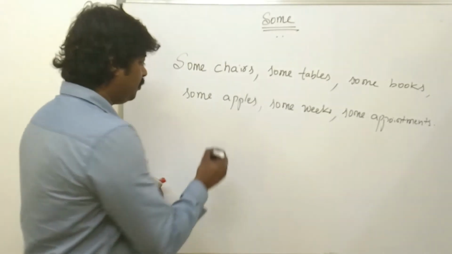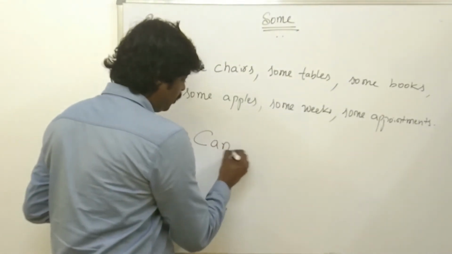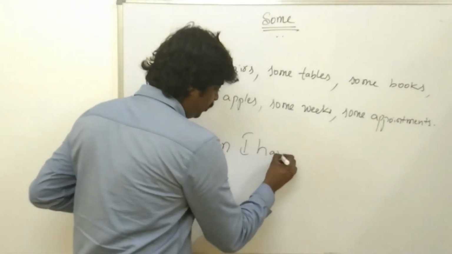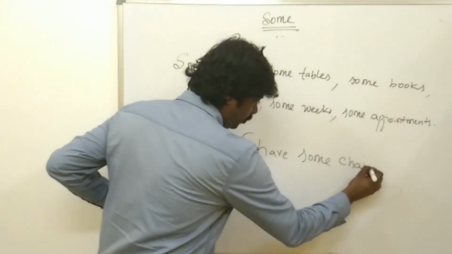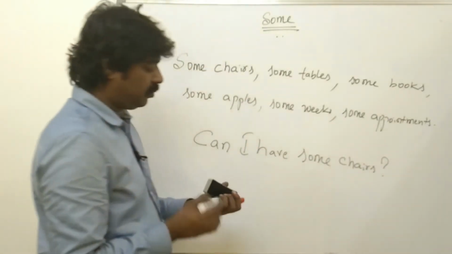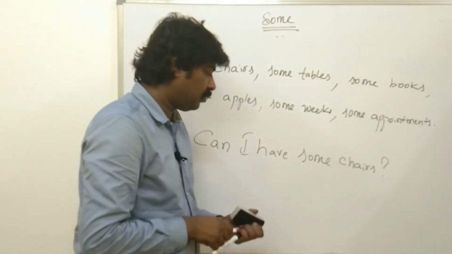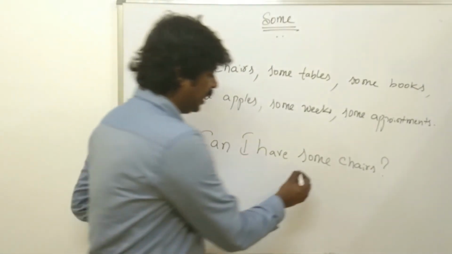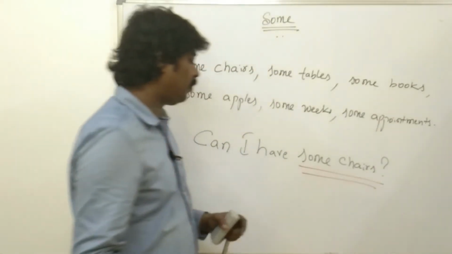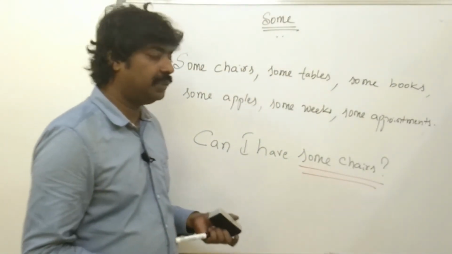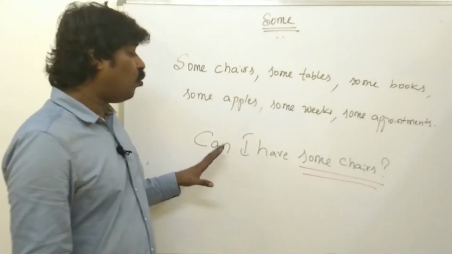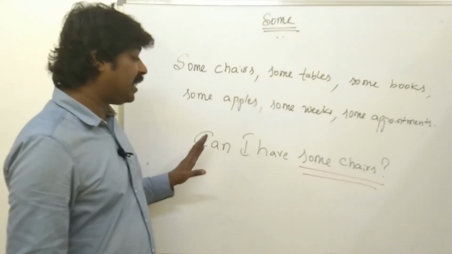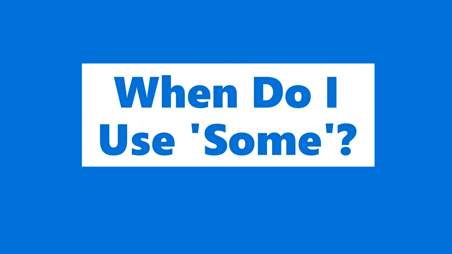For example, can I have some chairs? Can I have some chairs? Or can I have some tables? So if you want more than one chair, you can say, can I have some chairs?